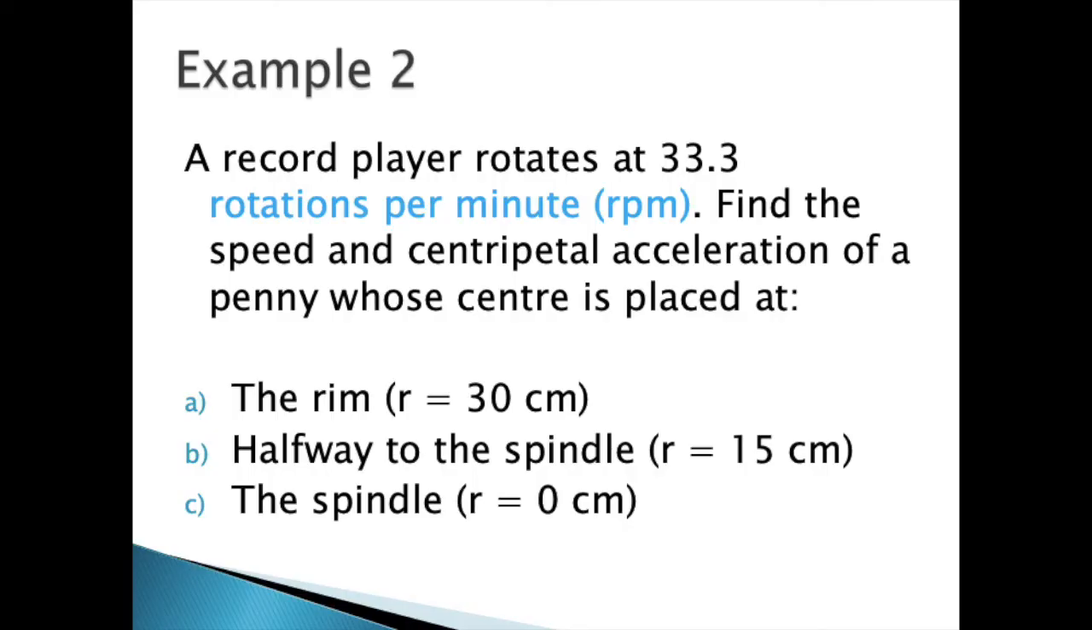Example 2, a record player rotates at 33.3 rotations per minute, RPM. Find the speed and centripetal acceleration of a penny whose center is placed at A, the rim, r equals 30 centimeters, B, halfway to the spindle, r equals 15 centimeters, and C, the spindle, r equals 0 centimeters.